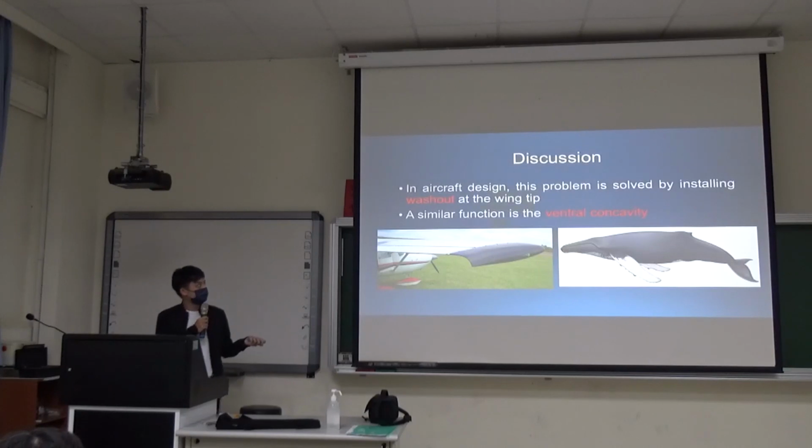So in aircraft design, this problem is solved by installing washout at the wing tip, which decreases the local angle of the wing at the tip, so lift is spread elliptically over the entire wing. And a similar function is the ventral concavity displayed at the distal of the flipper. This will provide the wing with sufficient lift and stability at the high angles of attack required in maneuvering.